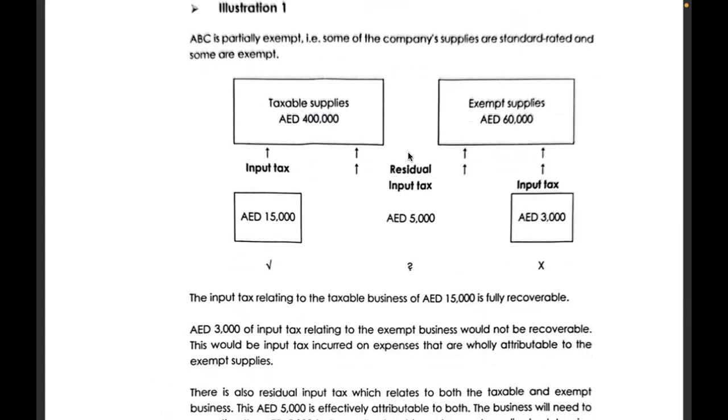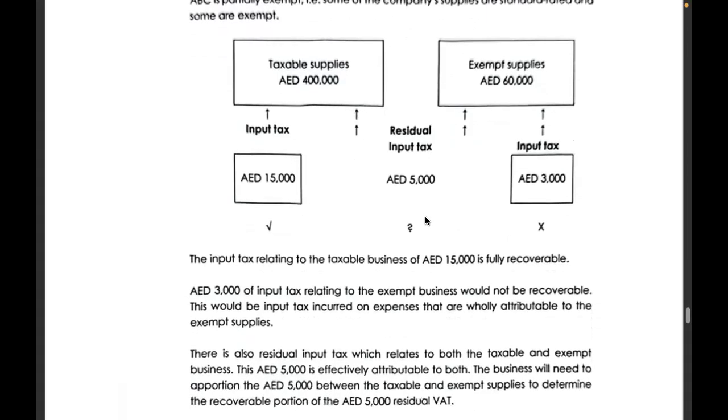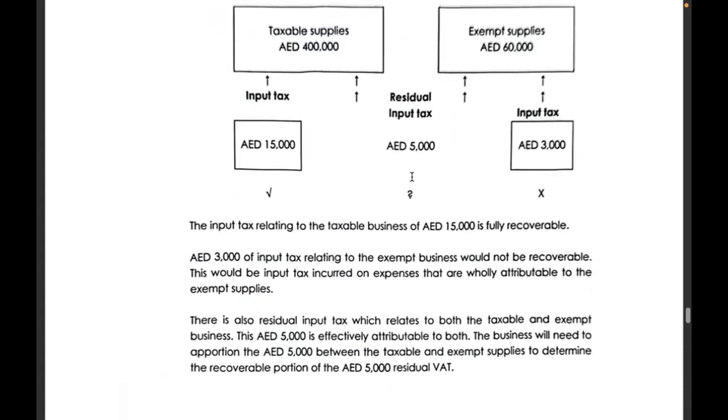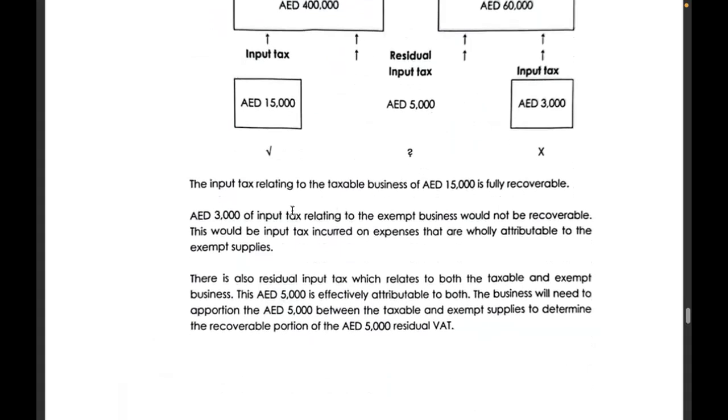But then there is a residual input tax, the remaining input tax. The name residual also means remaining. Remaining input tax that relates to both taxable and exempt supplies. Now, this is that VAT which is a mixed use supply. So this will need to be apportioned. How do we do that?